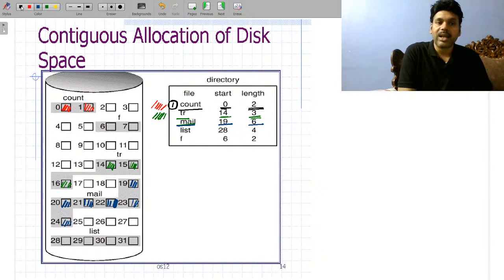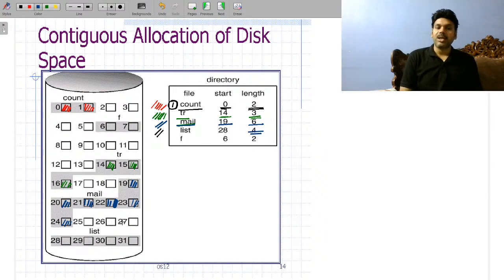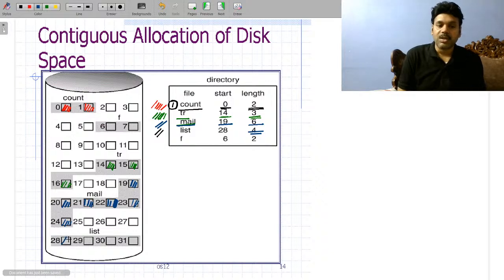And next we got one more file, called list. It starts from 28 and requires 4 blocks. So starting at 28, it got 4 blocks here.